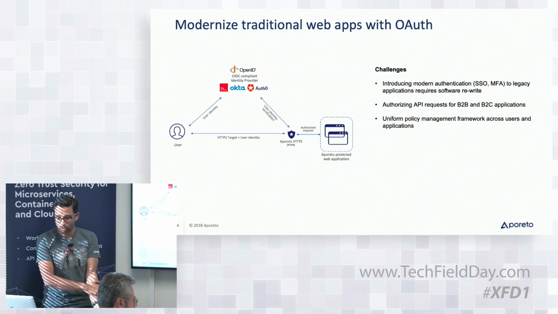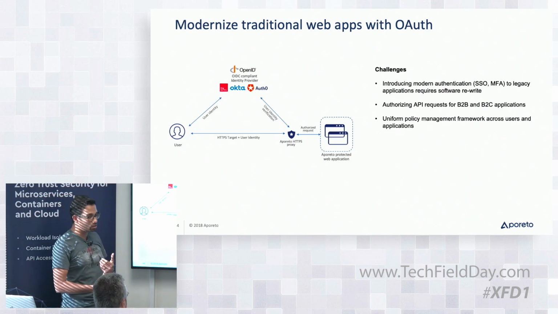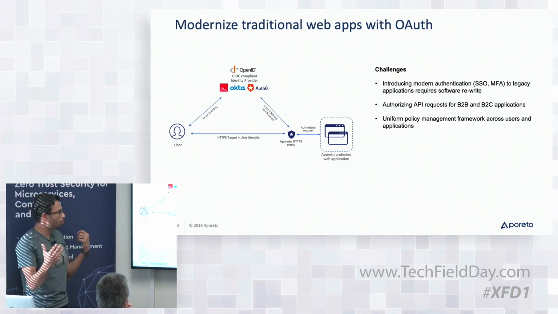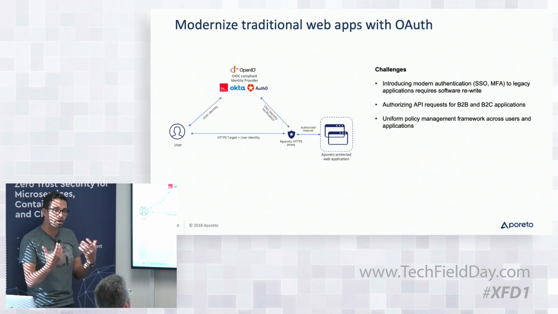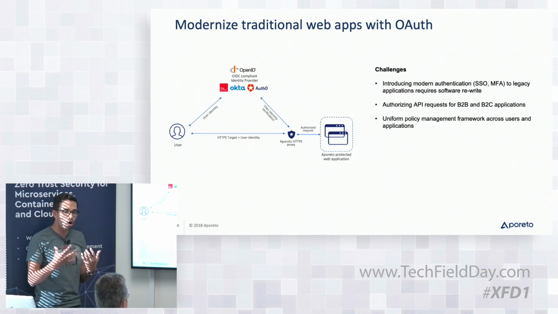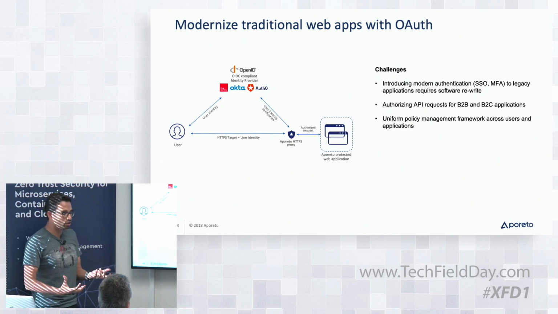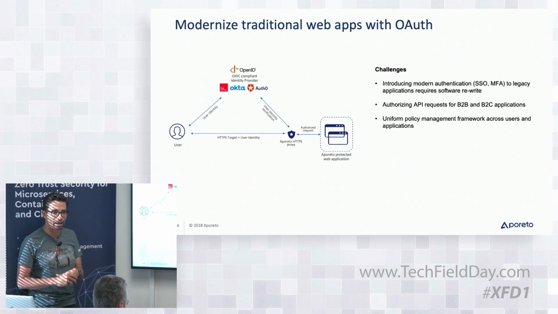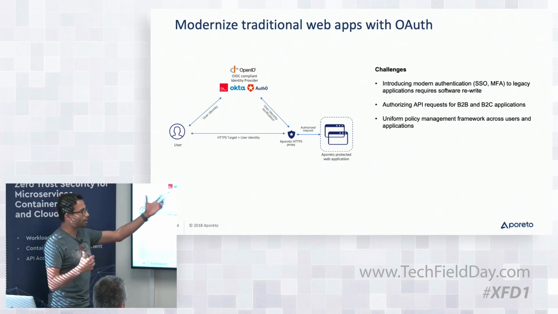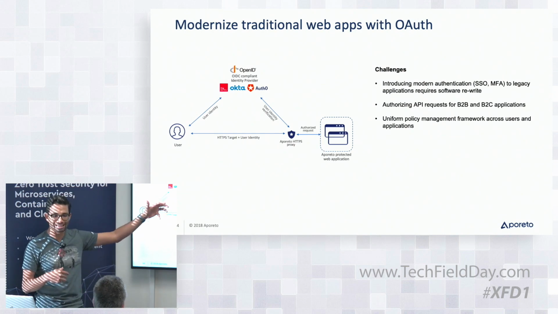Modernizing traditional web apps with OAuth. Dimitri talked about how we're solving this problem of API authentication and authorization. But one of the things we see a lot of our customers struggle with is that they're moving their applications to cloud. They're modernizing and containerizing these applications, and they want to implement stronger authentication and authorization. When we talk about stronger authentication and authorization, we're talking about not using usernames and passwords to log into an application. How do I enable modern authentication such as single sign-on and multi-factor authentication for legacy applications?